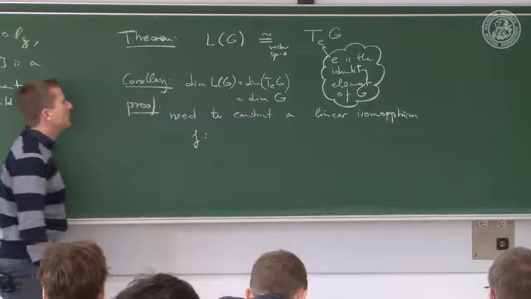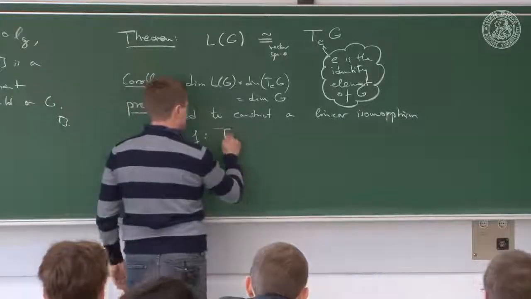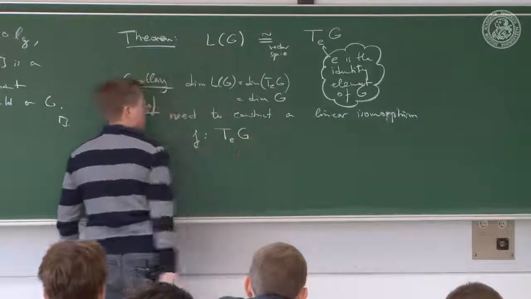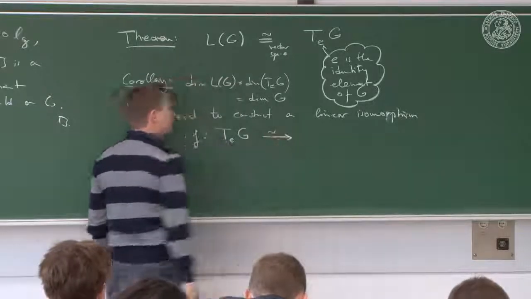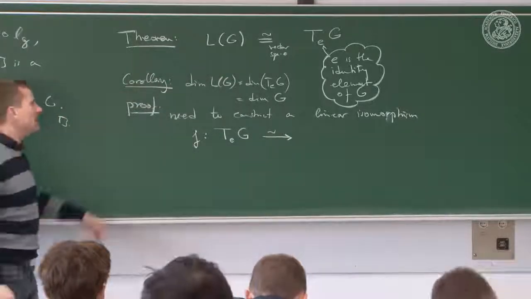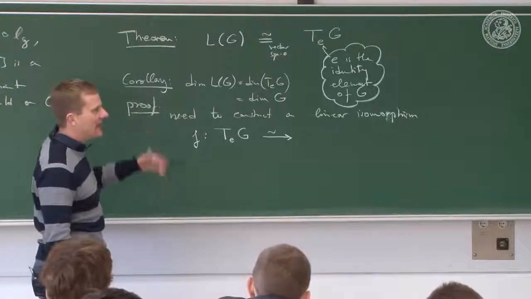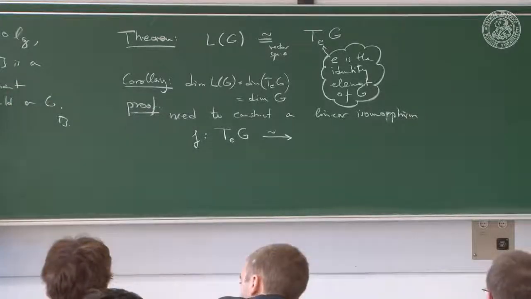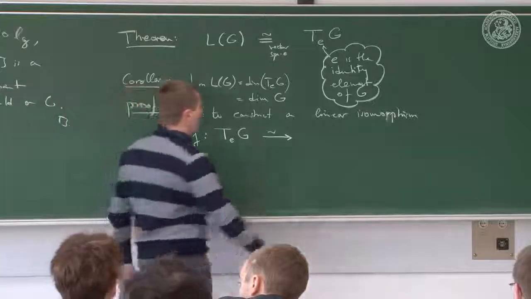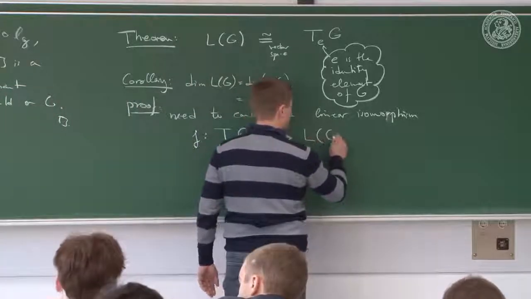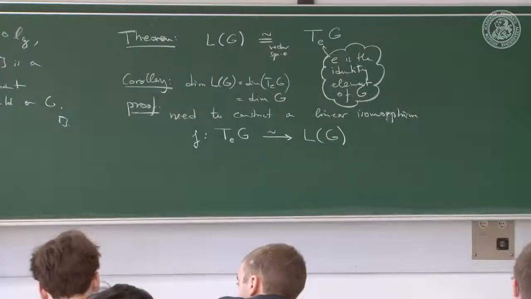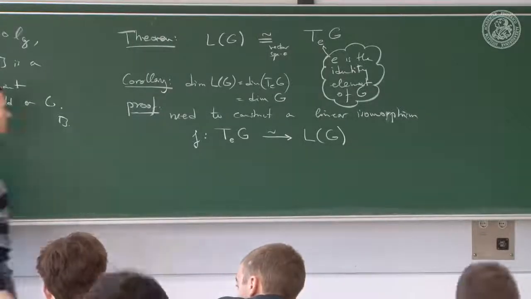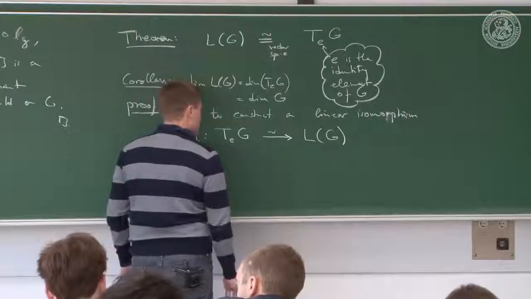What does J do? J is supposed to take me from an element in the tangent space at the identity, in linear fashion, meaning R linear or K linear if we do what the complex numbers say, to L of G. I have to construct this map, and I have to show that it's invertible, or injective and surjective. So how do I construct it?